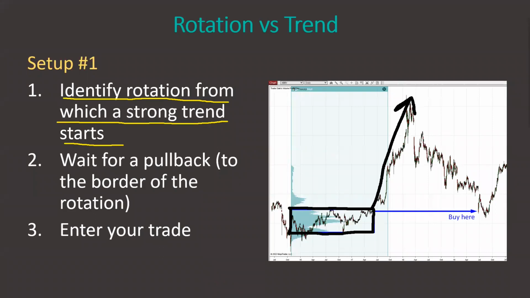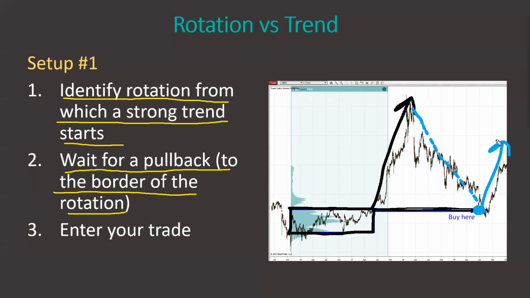Then the next step is you wait for a pullback to the border of the rotation. Here the border of the rotation is right there. And you wait for the price to make it back to this place, to the border of the rotation. And from there, in this picture, you would go long, right? You would go long here because there was this strong buying activity commencing from that rotation.